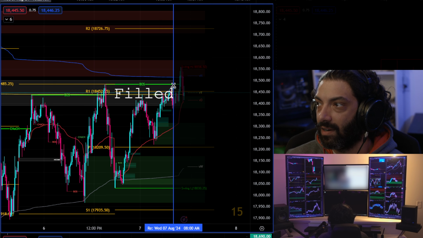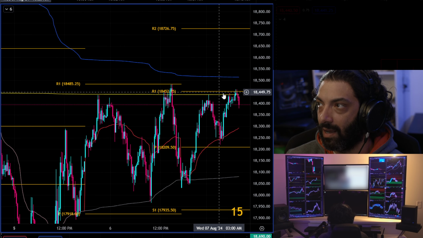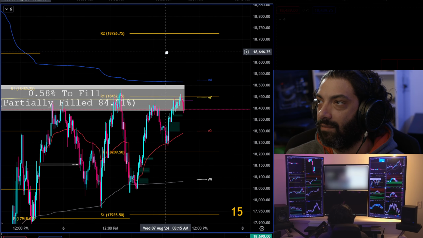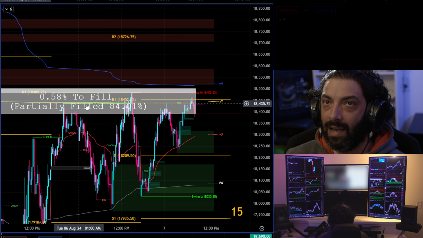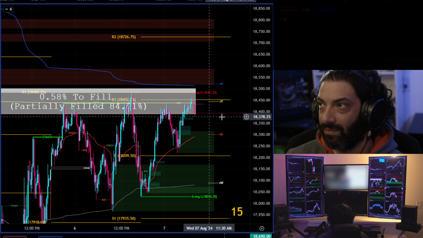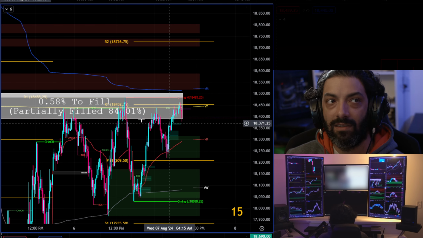So going into the trading day, I typically get up around like 8, right? At my computer at about 8 a.m., right? So what am I looking at right now? I'm looking at this gap has not 100% filled here, right? You can see 0.58% to fill. 84% of the gap has filled, right? So that's the first thing I'm looking at.